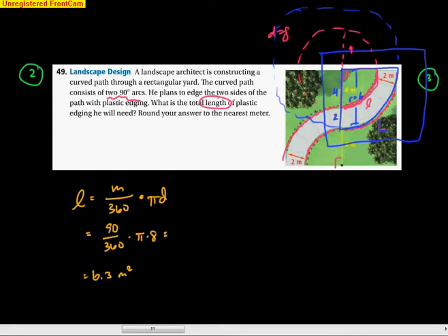Okay? So, to find the arc length capital L, we still measure the arc over 360 times pi times the diameter. We're still doing 90-degree arcs. Our diameter is now going to be double 6, right? Because the radius is 6, so double 6 is 12. 90 divided by 360 times pi times 12. I got 9.4.